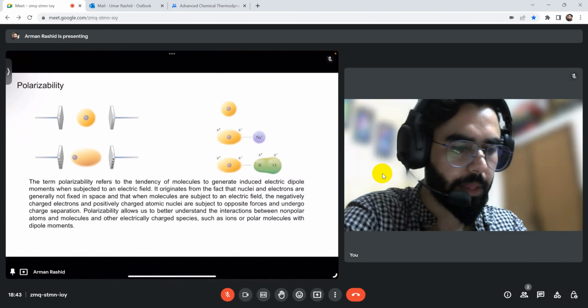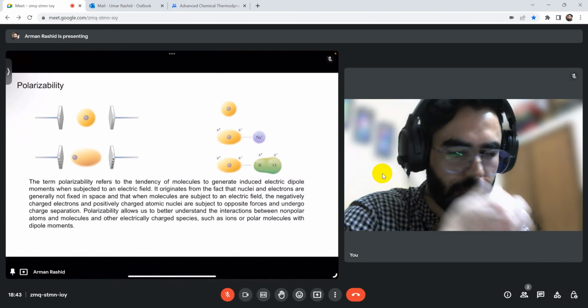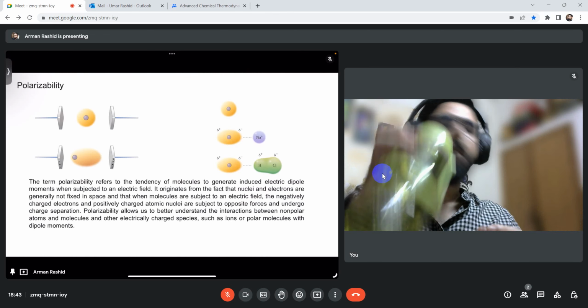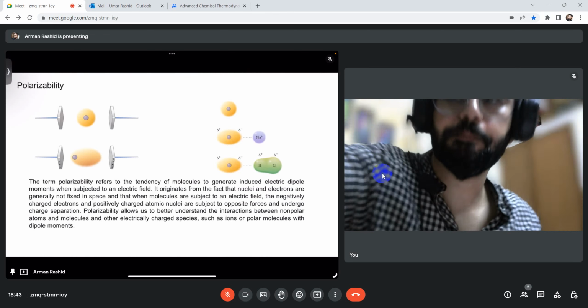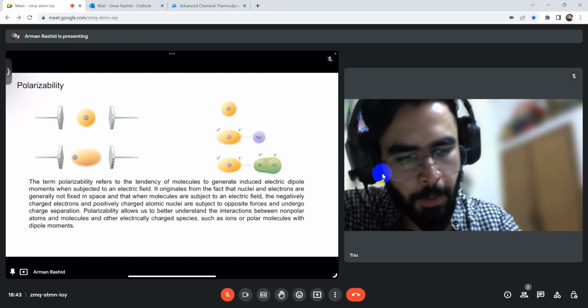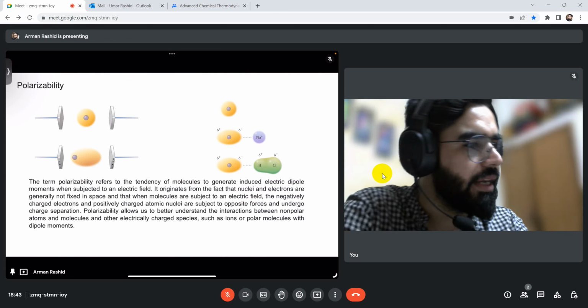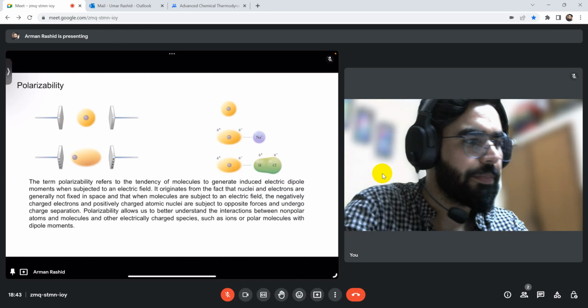I will first give a brief introduction about the polarizability. What is polarizability? If, for example, we take any atom or any molecule inside two parallel plates, it will retain its shape. As a result, nothing will happen to its electronic structure.